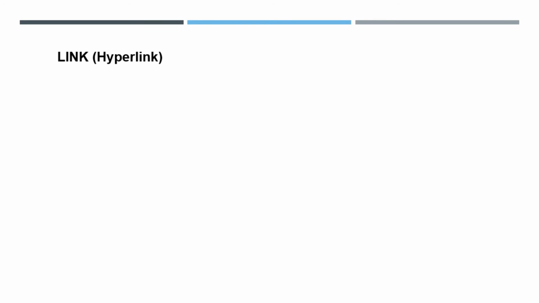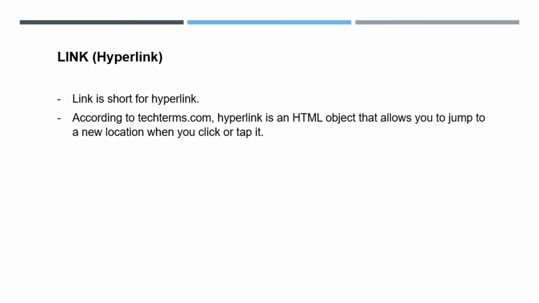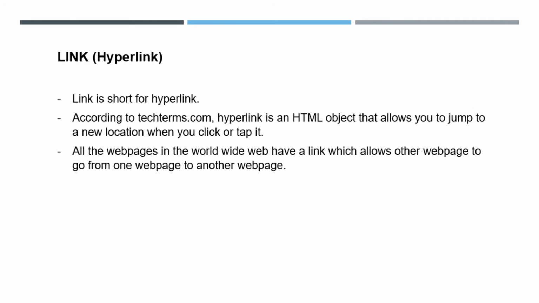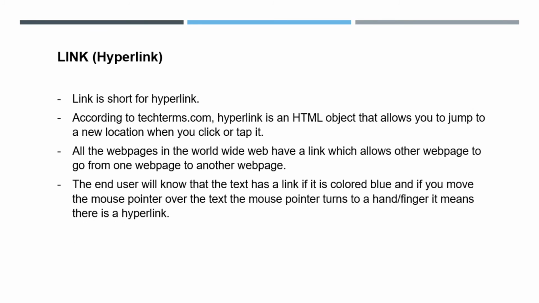Link or hyperlink. Link is a shortcut for hyperlink. A hyperlink is an HTML object that allows you to jump to a new location when you click or tap it. All the web pages in the World Wide Web have a link, which allows you to go from one web page to another. The end user will know that the text has a link if it is colored blue, and if you move the mouse pointer over the text, the mouse pointer turns to a hand or finger. It means there is a link.